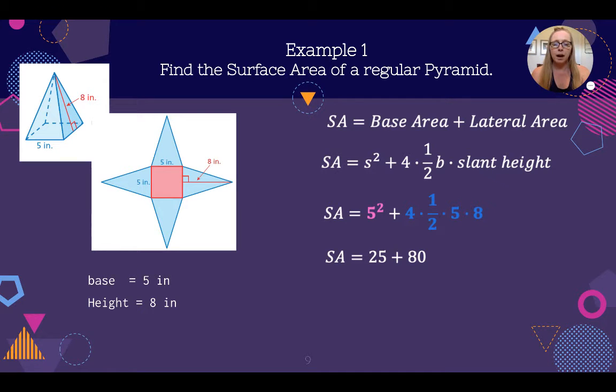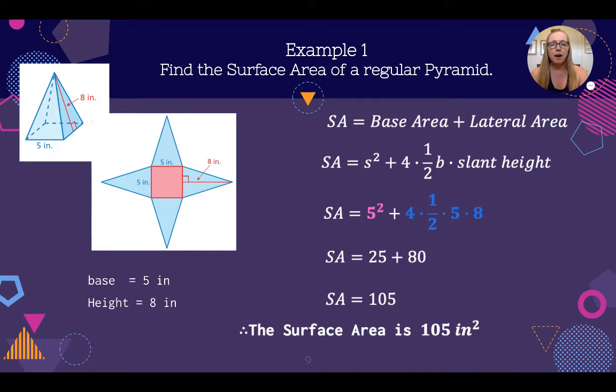5 squared is 25. And then when you're multiplying 4 times 1/2 times 5 times 8, I would look for things that are easy to multiply. You can kind of change the order. So if it's just multiplication, you have four factors that you're multiplying, you can multiply them in whatever order is going to make it easiest to find the whole thing. So for example, you might do 1/2 times 4, which is 2, and then do 2 times 5, which is 10, multiplying 10 times 8 to get 80. 25 plus 80 is 105. Our total surface area of our square pyramid is 105 inches squared.